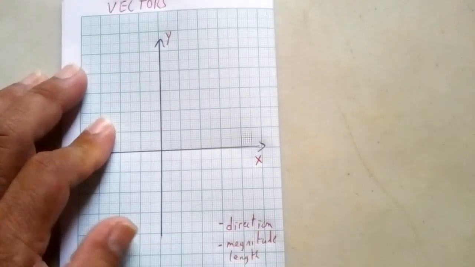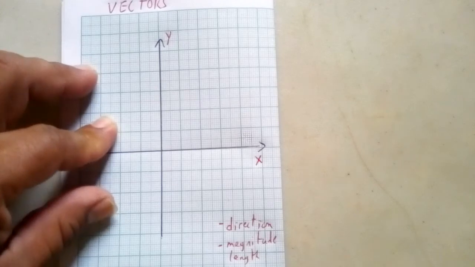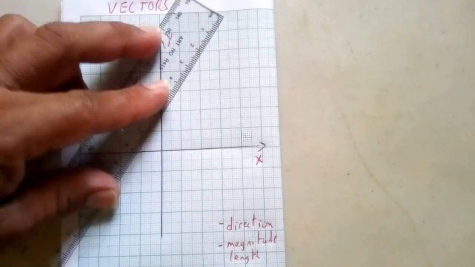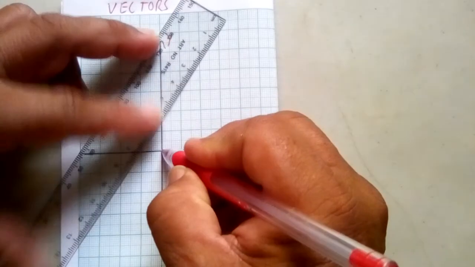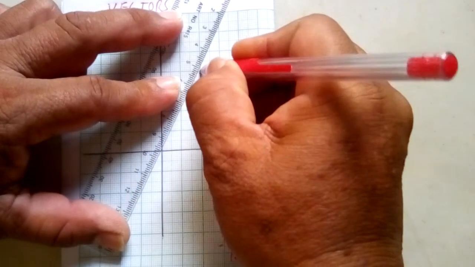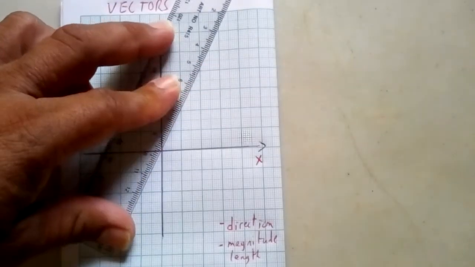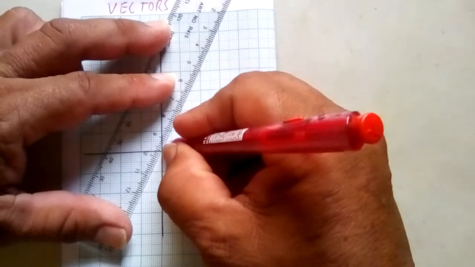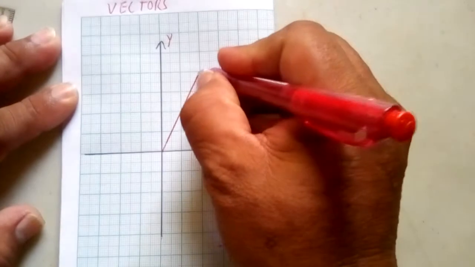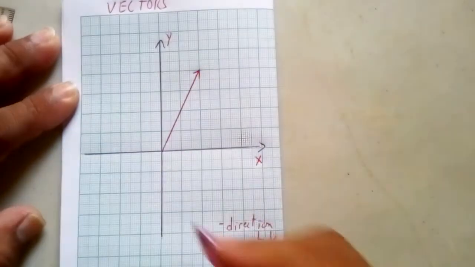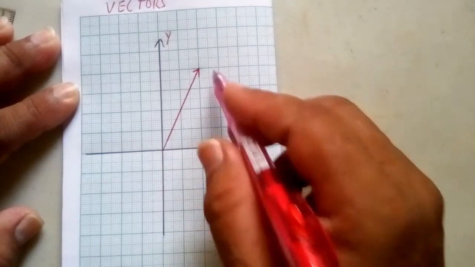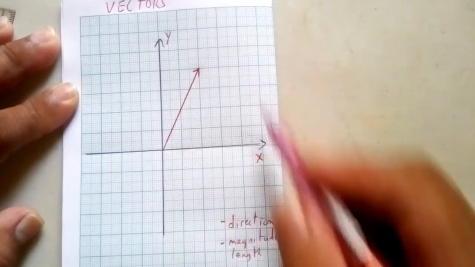So let me draw a line. I'm going to start from the origin, which is at the center. I take from here and come in this direction. That's not too bright with that pen, so let me use the next one. Alright, that's much clearer. And I'm going to put an arrowhead here. This is the tail, this is the head. So that's a vector. The arrow shows direction.